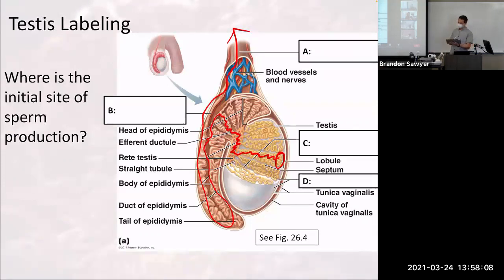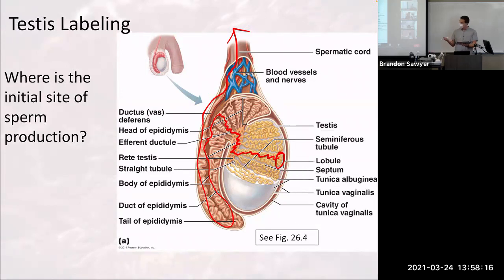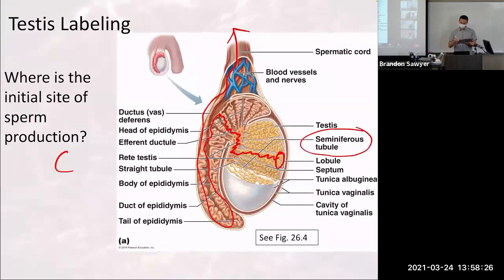So let's see the different ones here. The spermatic cord is the top part. B is the vas deferens. C is the seminiferous tubule, and D is the membrane that protects everything. So C was the correct answer there, which would be the seminiferous tubule.